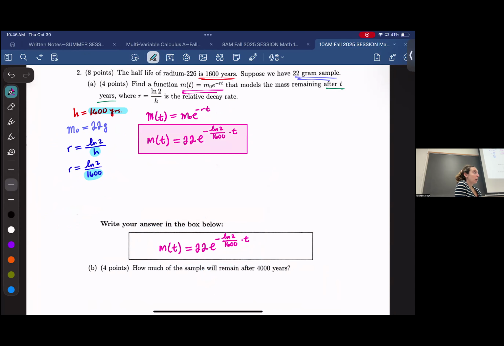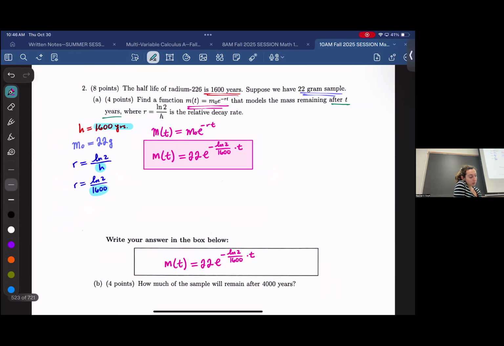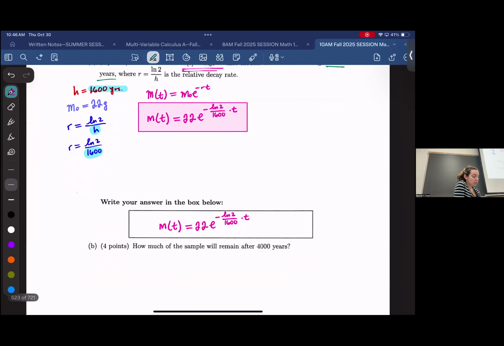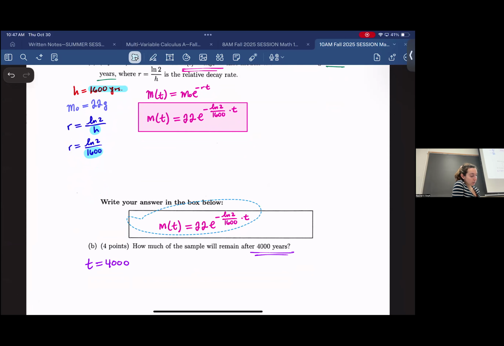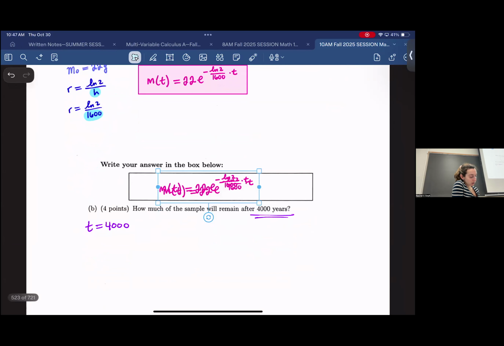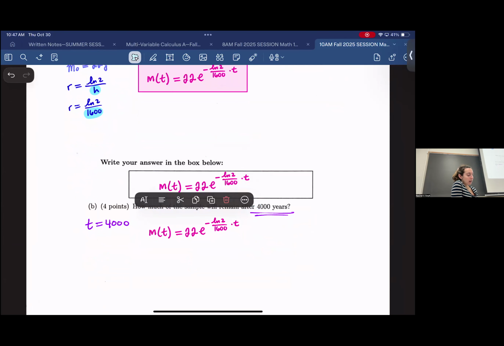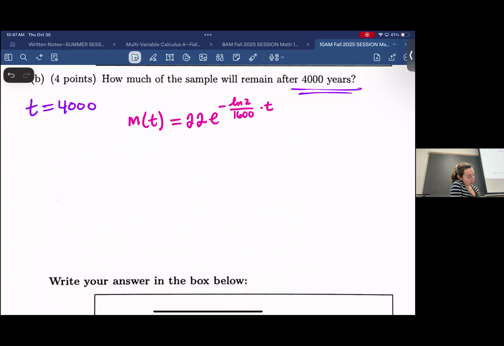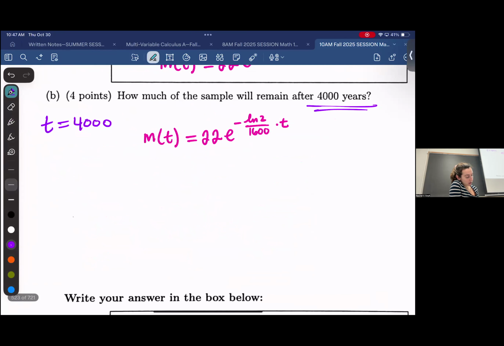Now this was our part A. Our part B is now saying how much of the sample will remain after 4,000 years. And so now we know what our t value is. Our t is 4,000. We just want to plug in 4,000 into our formula that we just created, and then find our final result. So wherever you see a t, you're going to go ahead and plug in 4,000.